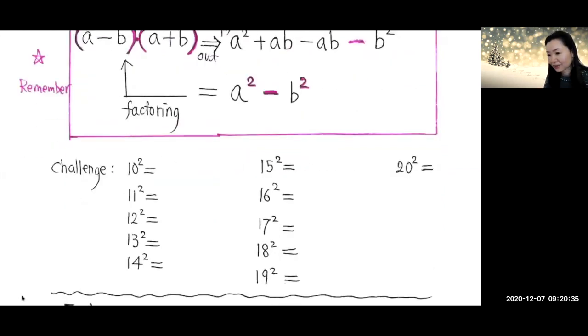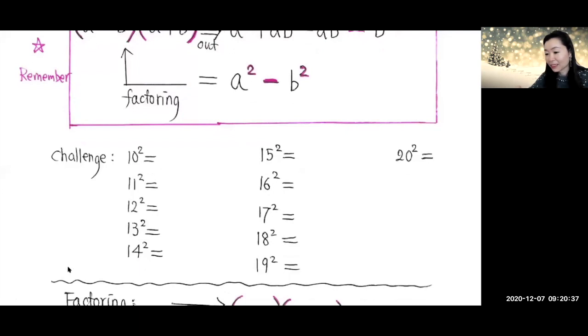Now before that, I'm going to challenge you guys with the perfect squares, because if you can recognize those perfect squares, then it's going to help you with the factoring. So what is the square of 10? Anyone? 100, right? Okay, 11. Let's keep on going. 121, right? Okay, good. I'm looking at the chat also. Yeah, 121. Next one.